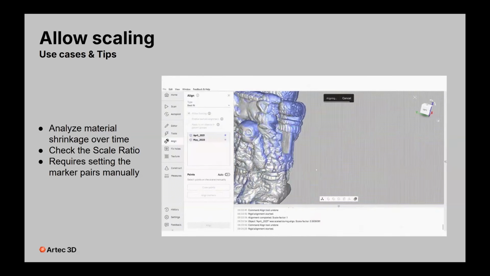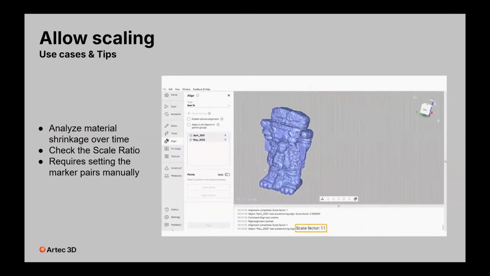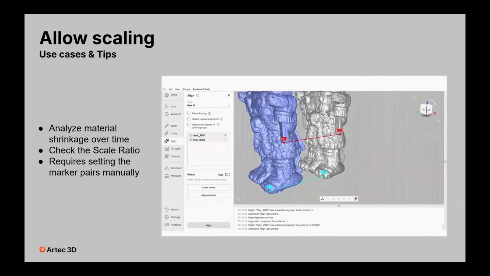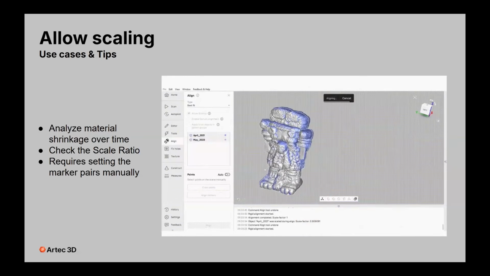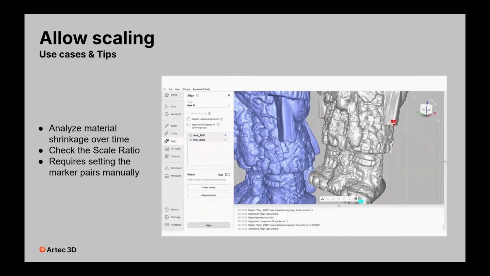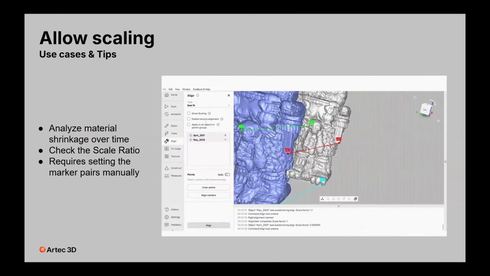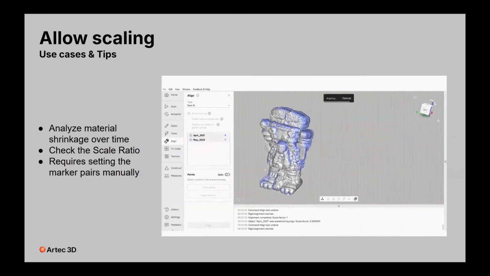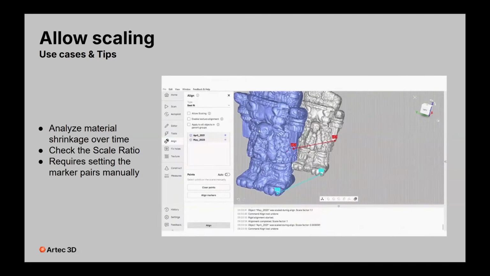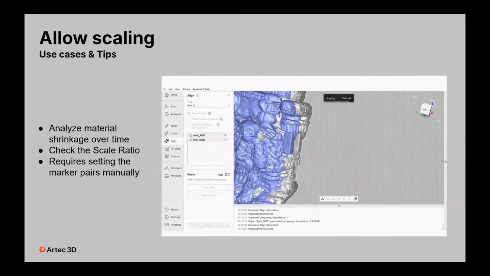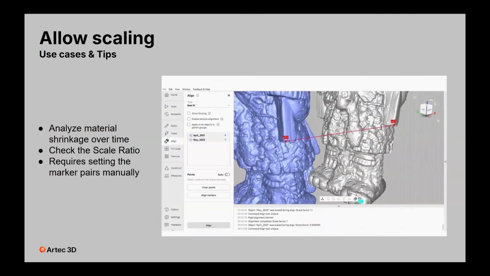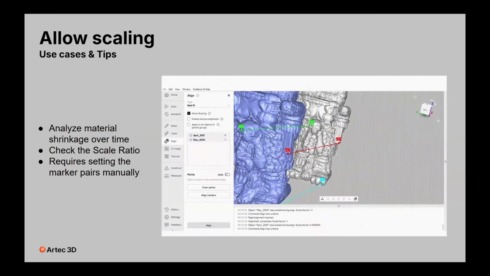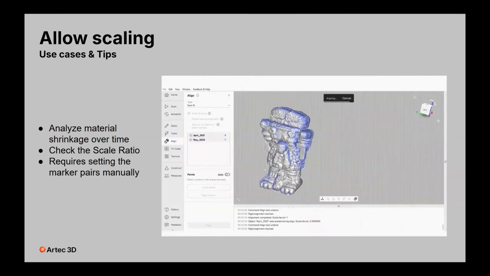If you take a look at the GIF, you will see it over there at the bottom of the screen. And there are quite a few very fascinating applications of this mode, which we know about. First of all, it can be used to analyze the material shrinkage over time. As you can see right here, this statue was scanned in April of 2021. And then the very same statue was scanned in May of 2023, and then they were aligned together using this allow scaling checkbox.